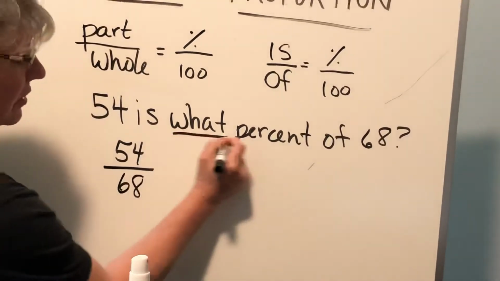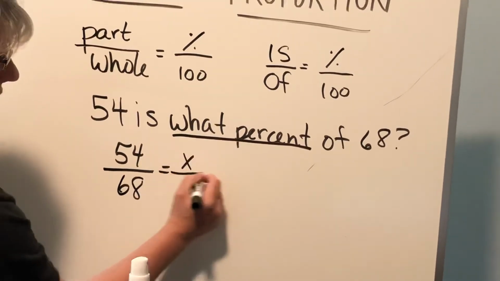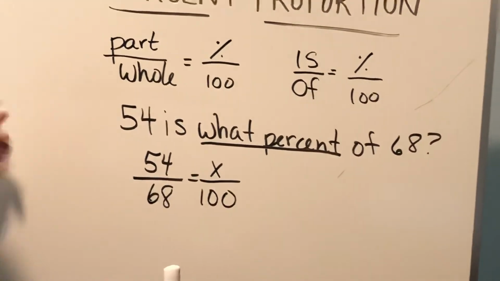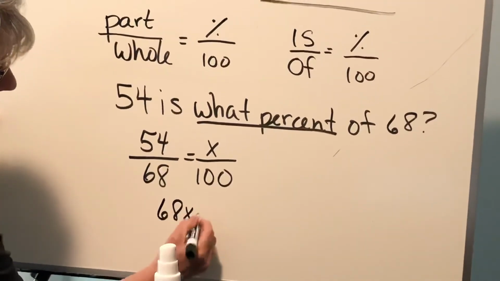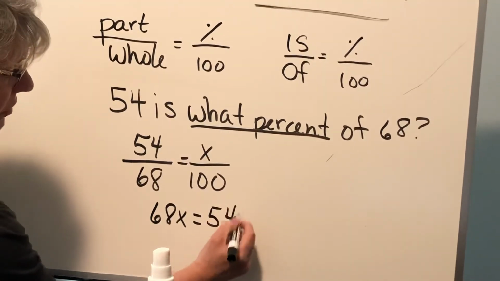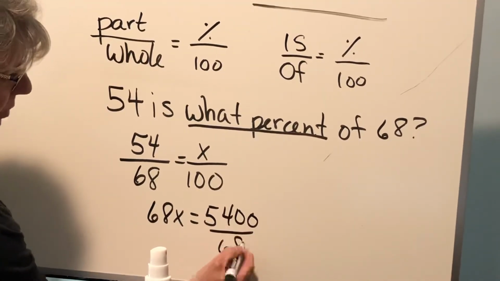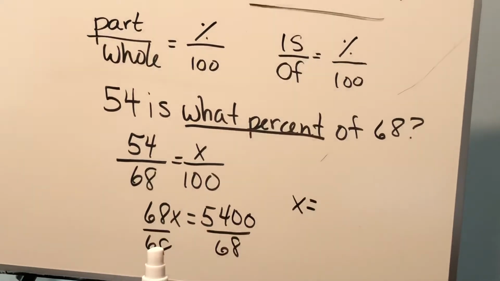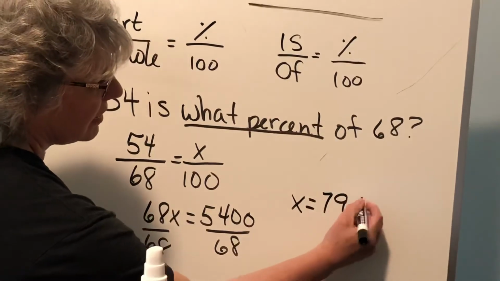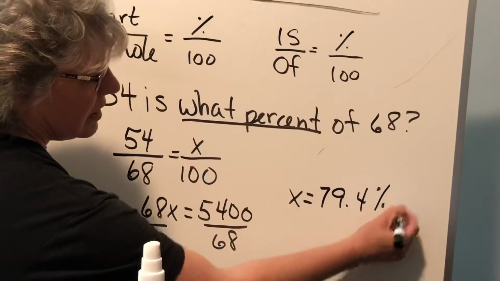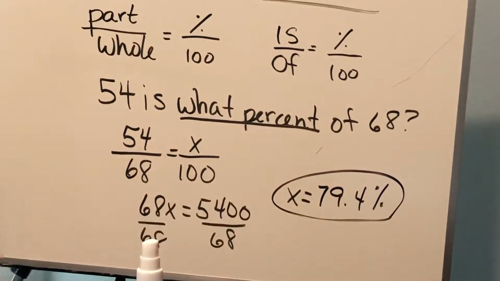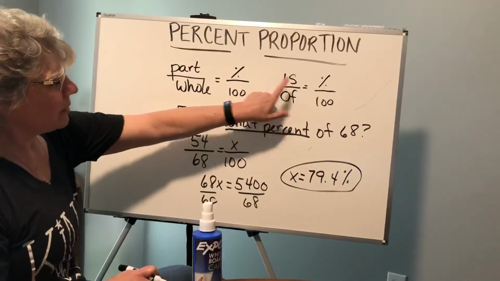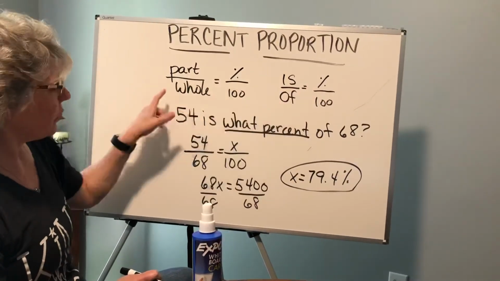I'm being asked, there's my question, what is my percent? And since percent always goes over 100, that's where I would put my x. Again, I would butterfly this or cross multiply. 68x gives me 5,400. Isolating my variable again, I'm going to get x equals roughly 79.4. And because I'm being asked percent, this needs that percent sign at the end to be complete. Okay? So I gave you an is problem, I gave you a percent problem. Now we're going to look for the of or the whole.